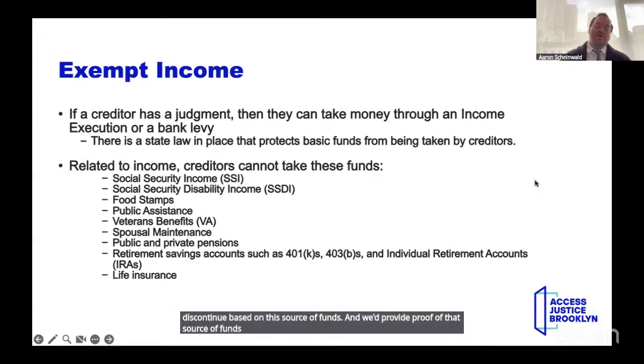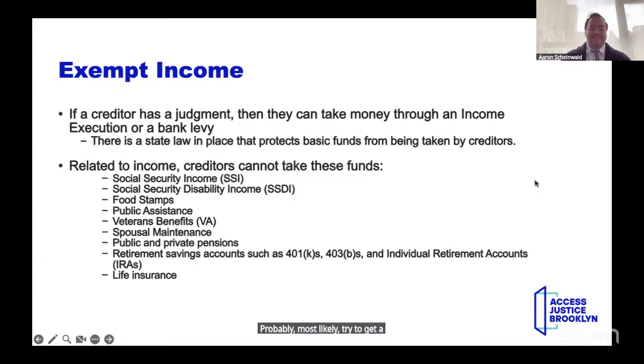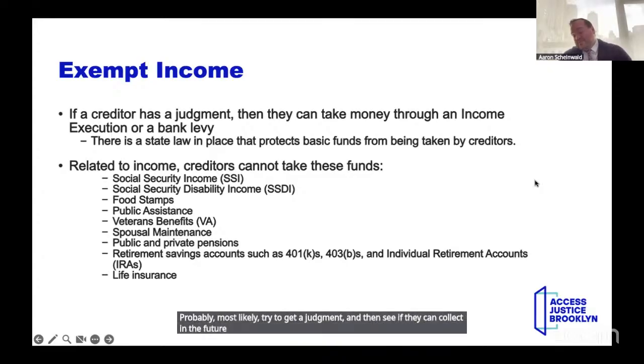Again, for rental arrears cases, much less successful. They will, like some of the original creditors, most likely try to get a judgment and then see if they can collect in the future. And maybe they can't, and maybe they never end up getting anything, but they're not going to discontinue in court for that same reason. Anyway, back to EPA.